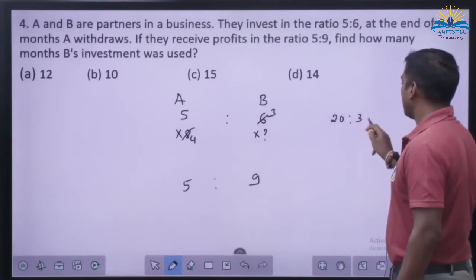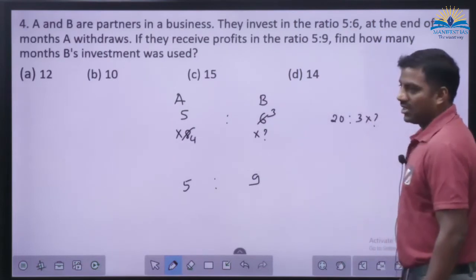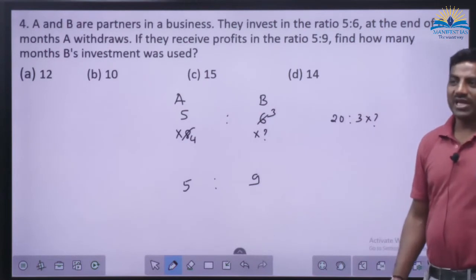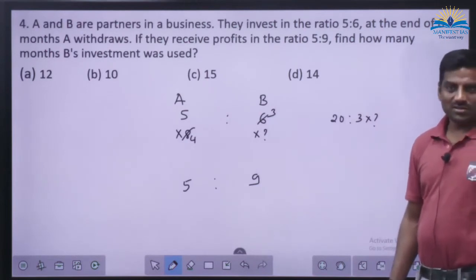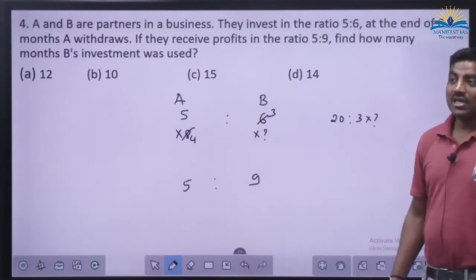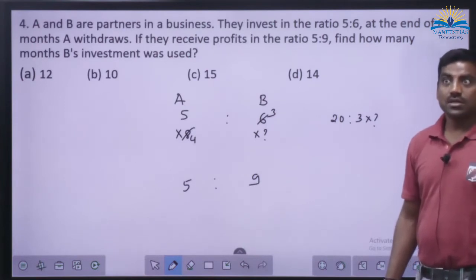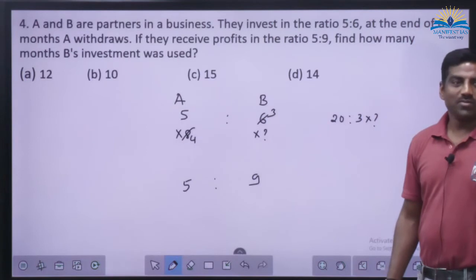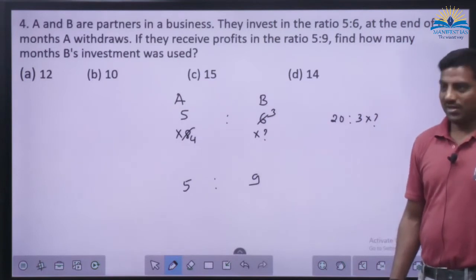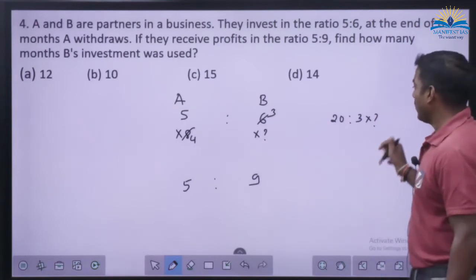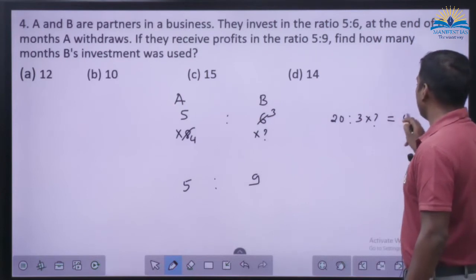Not just 3. 3 into this question mark. I am not taking simply X and Y to confuse. I have to write one more line for that. Let us assume that B has invested for X months. When X and Y come, your problem will become more critical. Okay, let us not do that. So this is equal to what?